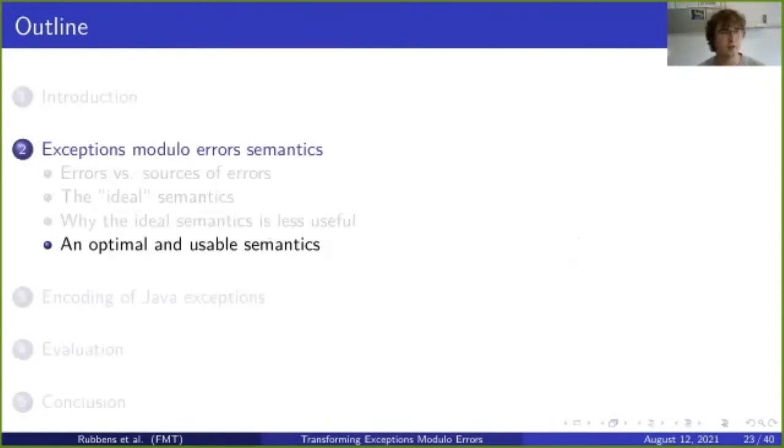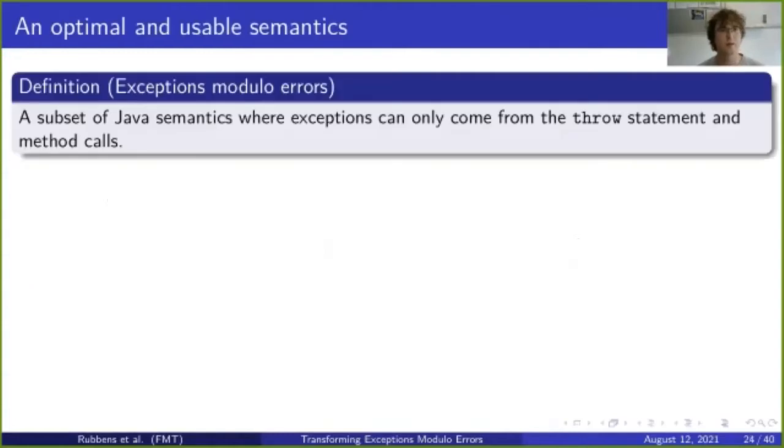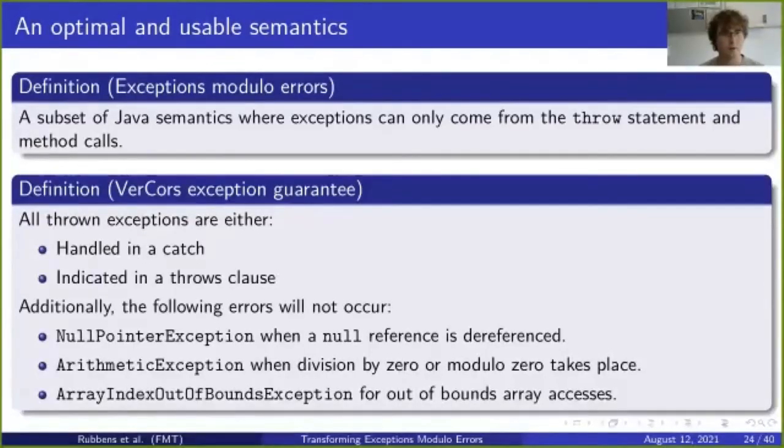So now we will discuss the optimal usable semantics that we settled on, that we think is the best option. So we define an optimal usable semantics, and we call it exceptions modular errors. And specifically, it is a subset of Java semantics where exceptions can only come from the throw statement and method calls. Now, what does that mean in practice? This means that all exceptions that occur in a program come from a throw statement or method calls, and they are handled in either a catch clause or they are indicated in a throws clause.